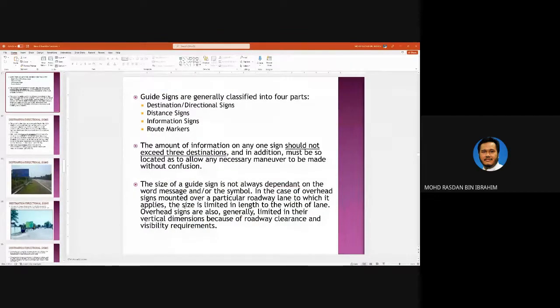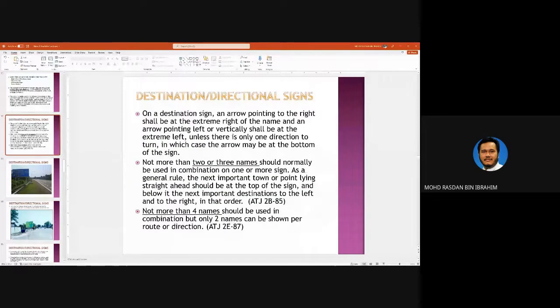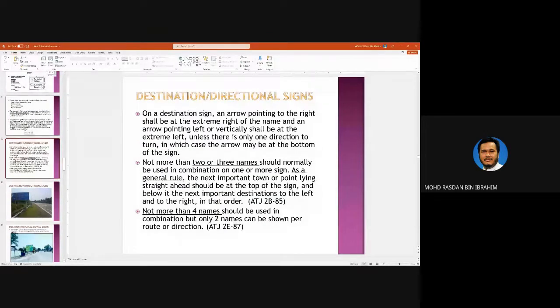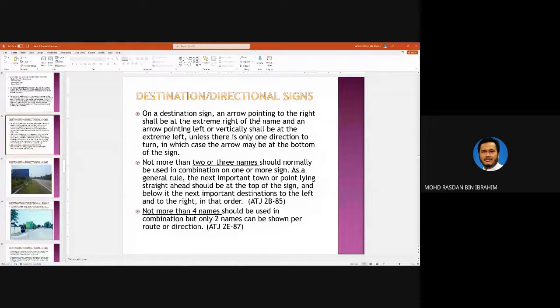So that is for the overhead sign. On a destination sign, an arrow pointing to the right shall be on the extreme right. If it is pointing to the right, it should be on the right side of the name. An arrow pointing to the left or vertical shall be on the extreme left, unless there is one direction to turn, in which case the arrow may be at the bottom of the sign.